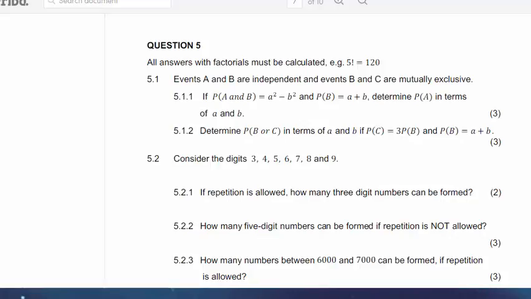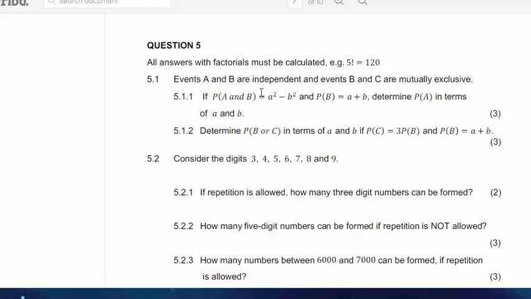Okay, so now for question 5. Question 5 is our probability question. In this case, usually it's question 6, but all answers must be calculated, factorial answers. They just show you what they mean. And then let's start. Events A and B are independent, and events B and C are mutually exclusive.